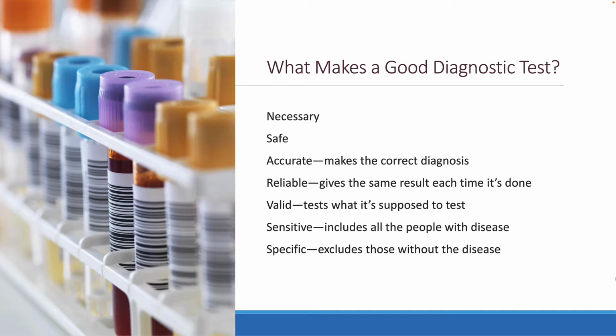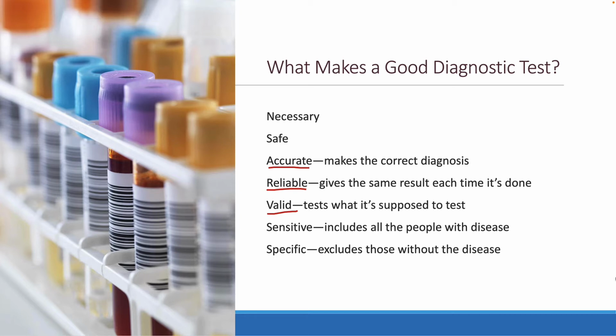The test needs to be accurate. We have very specific definitions of these things, but the word accurate means that it makes the correct diagnosis. Okay? That's the definition of accurate when we're talking about diagnostic testing. The test also needs to be reliable. Every time we do the test, it needs to give the same result. The test needs to be valid. If we do a test for a hemoglobin, we have to make sure that it tests the hemoglobin, not the platelet count, for instance. Okay? So it sounds silly, but it's really a very important component.